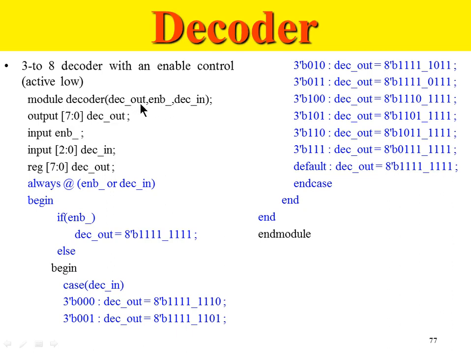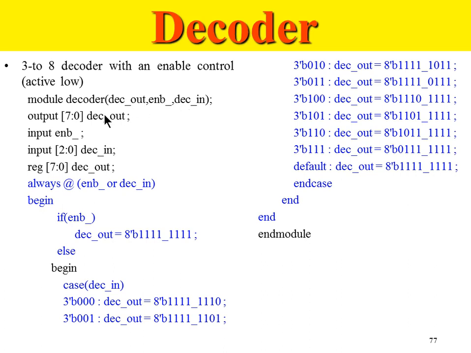Module decoder, DEC out, enable bar, DEC in. This is pronounced as enable bar, enable underscore. This underscore at the end itself tells me that it's an active low signal. That's just a guideline that is followed in design work. If it is active low, you put an underscore at the end of the signal name or the input name, so anybody reading this will know that this is an active low signal.